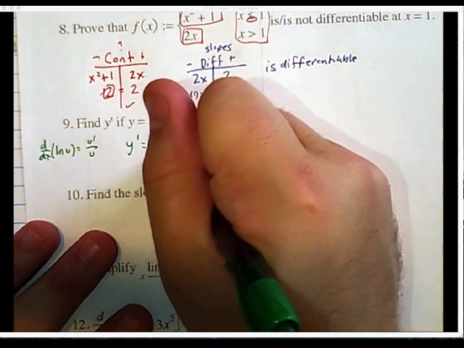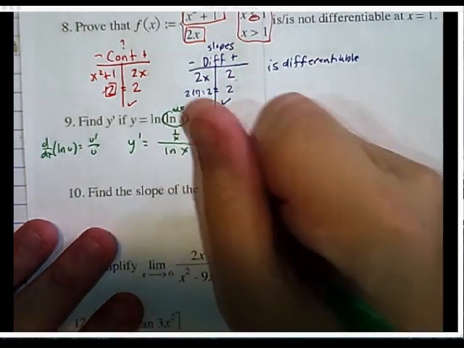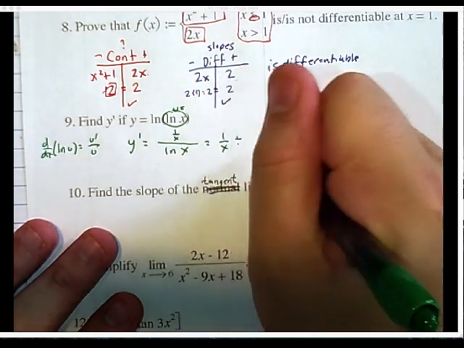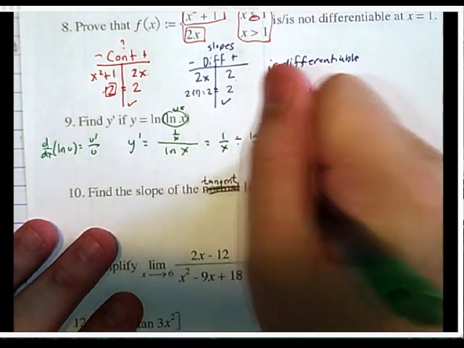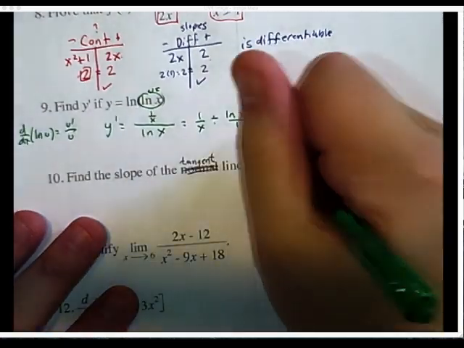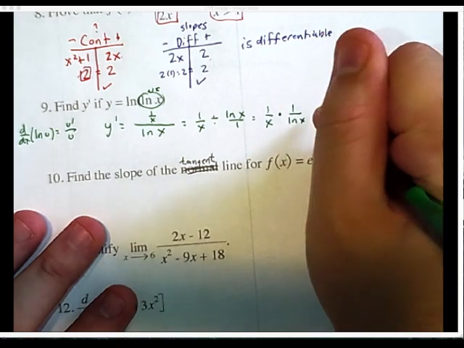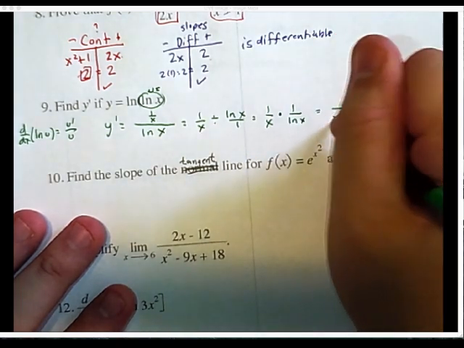It's 1 over x. So if I wanted to write this a little bit nicer, this is like saying 1 over x divided by ln of x over 1. We can keep, change, flip. And we can say the answer is 1 over x times ln of x.